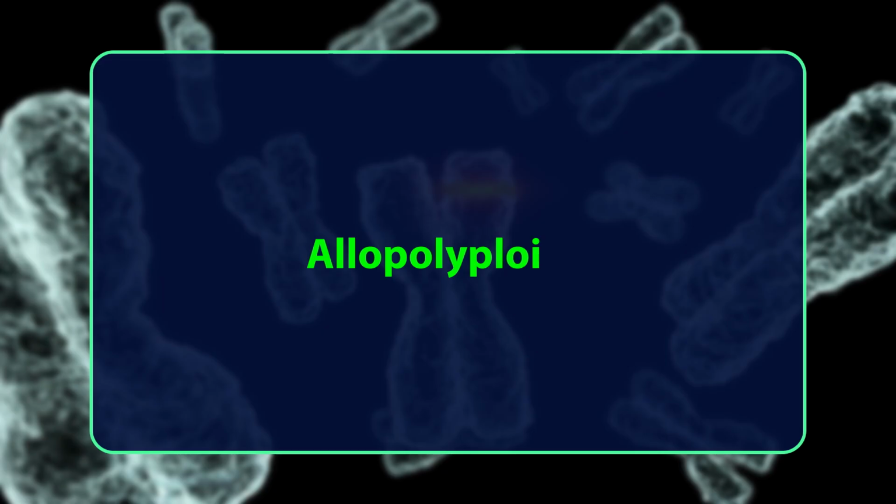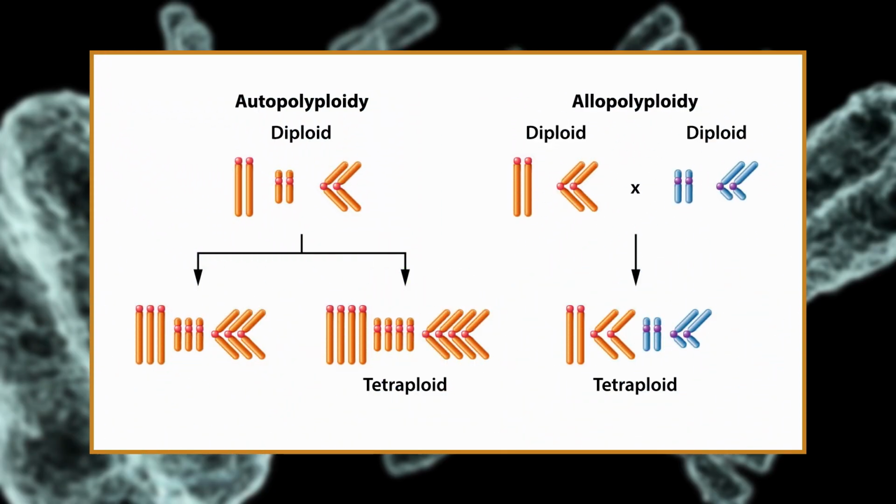Autopolyploids tend to show gigantism, larger cell size, increased water content, and higher biomass. Number two is allopolyploidy. Allopolyploids are formed by hybridization between two different species, followed by chromosome doubling to restore fertility.